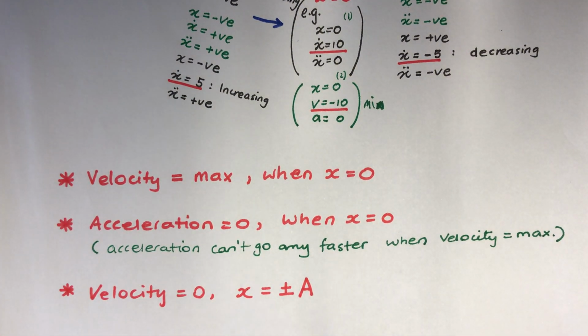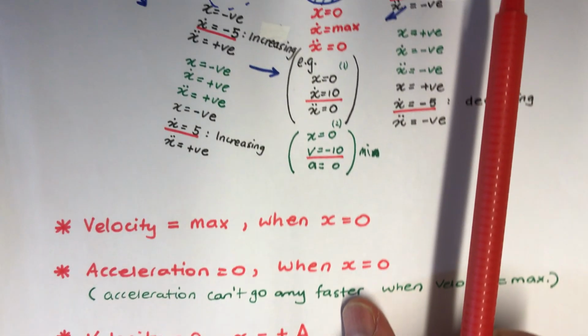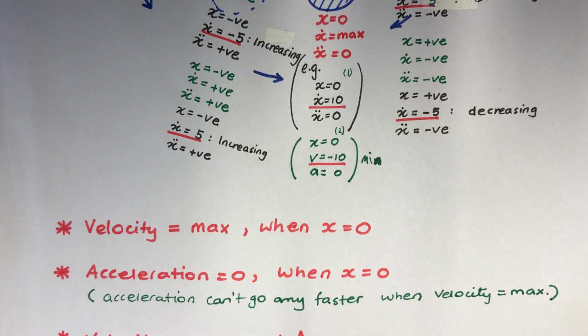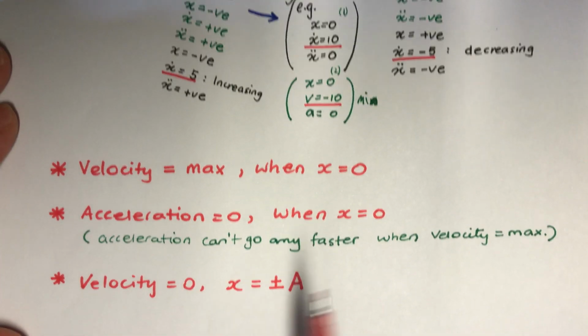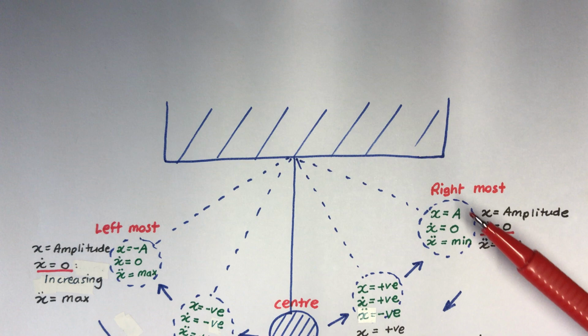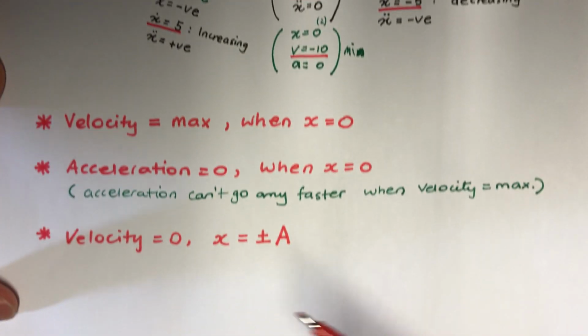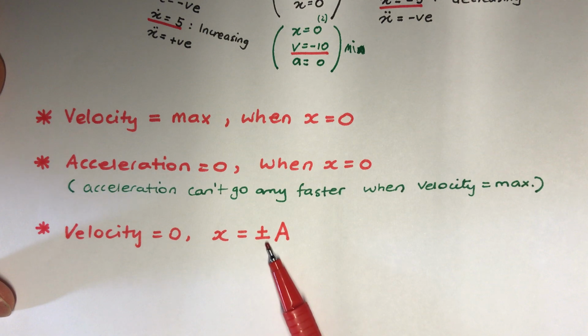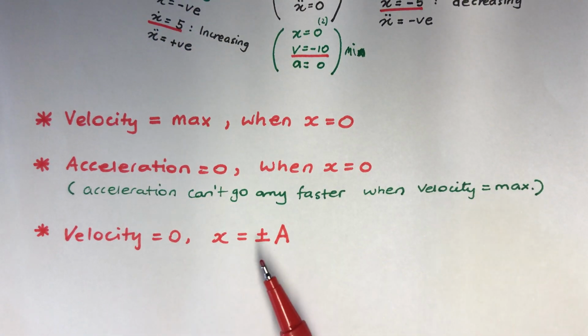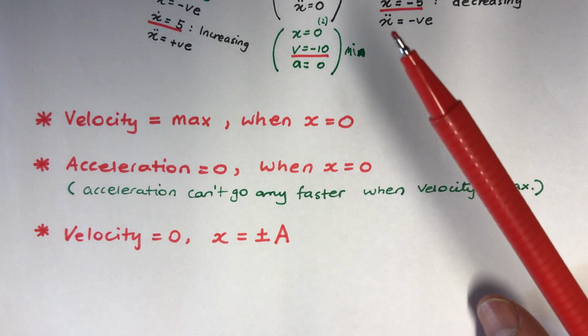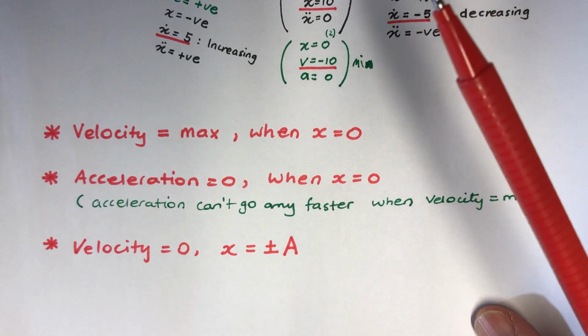To sum up, the velocity is a maximum when x equals 0, the displacement, and acceleration is 0 when x equals 0, which is the center right there. And when the velocity is 0, which is at each end, the highest point on each side, the x displacement is the amplitude. Okay, so that's what this one is.